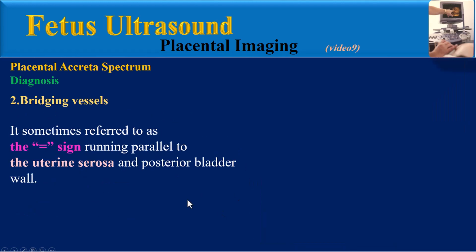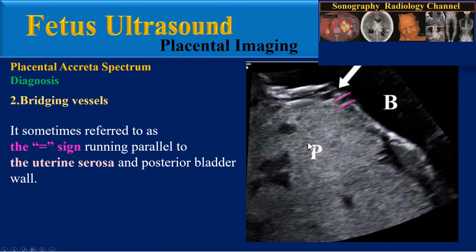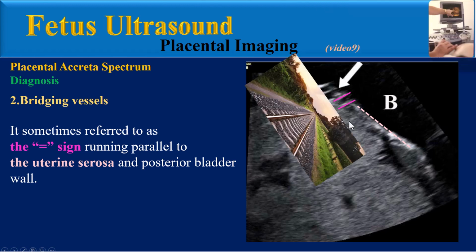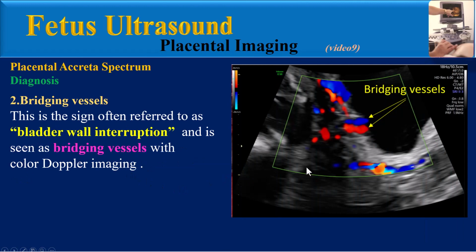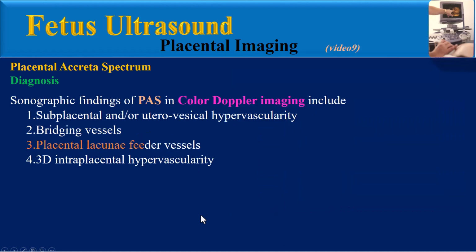It's sometimes referred to as the equal sign, running parallel to the uterine serosa and posterior bladder wall, and in some papers famous as the rail sign. This is the sign often referred to as bladder wall interruption and is seen as bridging vessels within the color Doppler imaging.